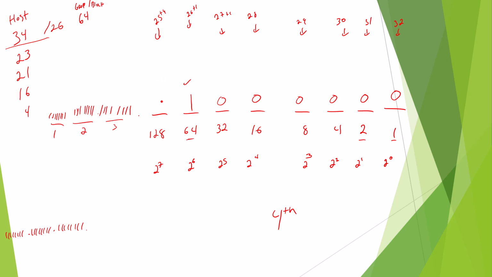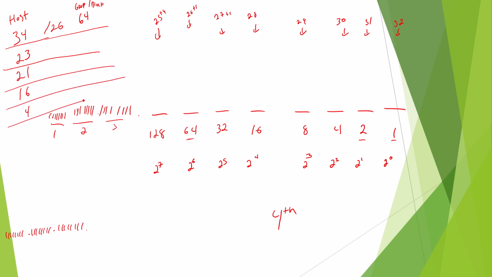Alright, so I'm going to erase this problem, and we're going to do the same steps for all of them. So 23. Does the 32 spot give us 23 hosts? No. Does the 31st spot give us 23 hosts? No. Does the 30th spot give us 23 hosts? No.